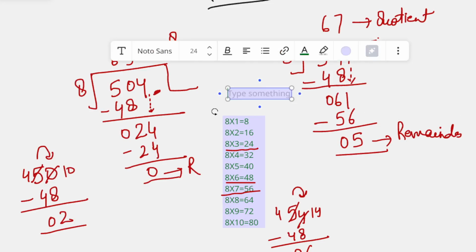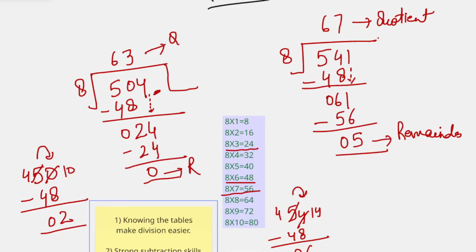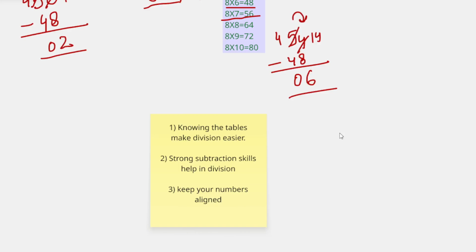Alright, now comes some important tips for division. Be very careful with these. Knowing the tables makes division easier. Always remember the tables you should learn. You have seen that we need to do subtraction in every single division. So strong subtraction skills are also very much needed while you are doing division. And keep your numbers always aligned, because else mistakes can happen in calculation. All right, so this is it. Keep practicing 2 to 3 divisions every day and you'll become pro with it.